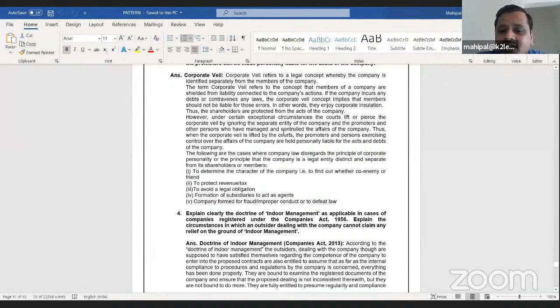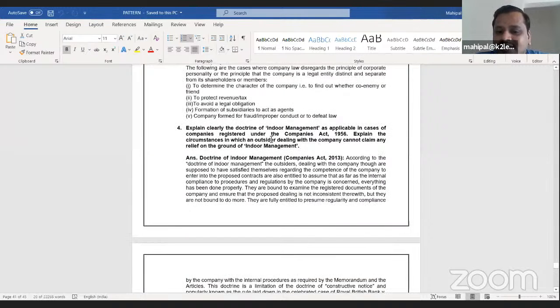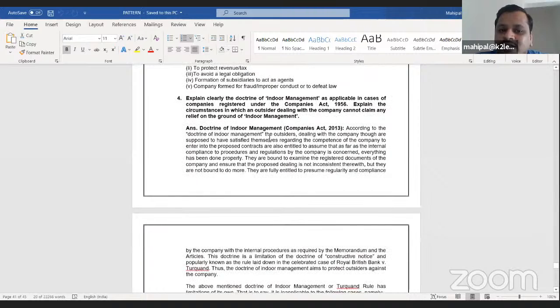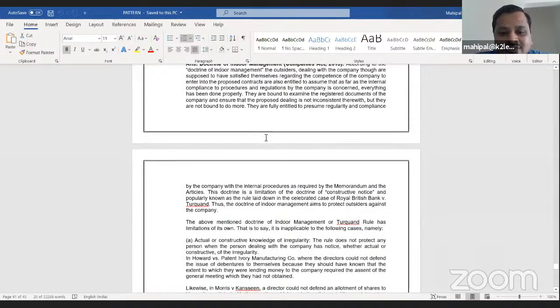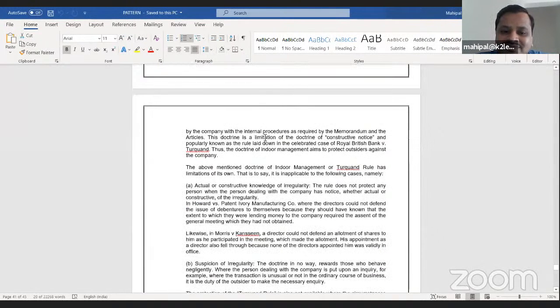Next, explain clearly the doctrine of indoor management. Again, we have just discussed this. Doctrine of indoor management is what? Every person is responsible to read the public document. But exceptions are the following.